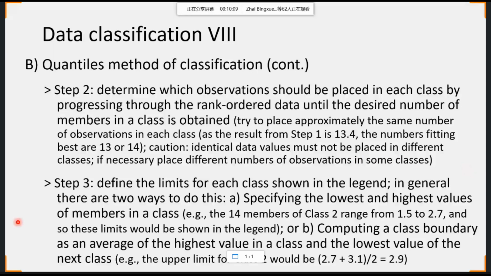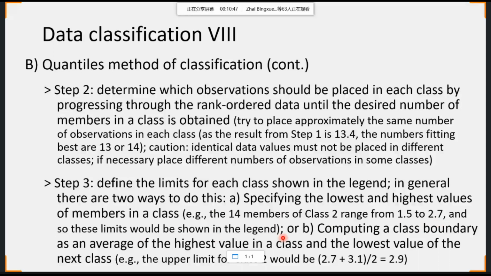The next step, step 3: define the limits for each class shown in the legend. In general, there are 2 ways to do this, and these 2 ways also apply to other classification methods. The first is specifying the lowest and highest values of members in a class. For example, the 14 members of class 2 range from 1.5 to 2.7. And so these limits would be shown in the legend.